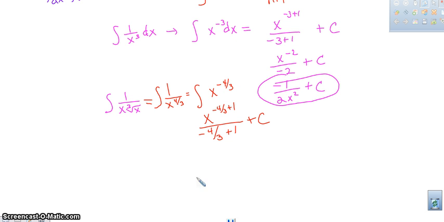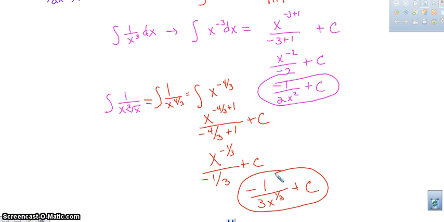So that gives me x to the negative 1/3 over negative 1/3, plus c, which is going to be negative 1 over 3x to the 1/3 plus c. Okay, that's the power rule, and if you take the derivative of this, you should get this, whichever way you had it written. So that's kind of the basis of the power rule.